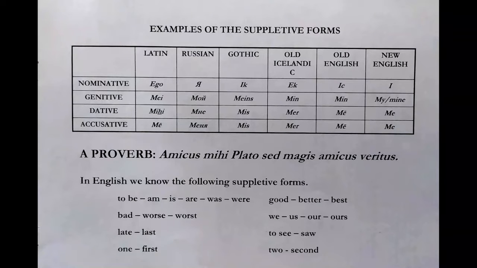Dative: Latin mihi, Russian mne, Gothic mis, Old Icelandic mer, Old English me, New English me. Accusative case: Latin me, Russian menya, Gothic mik, Old Icelandic mik, Old English me, New English me. I can give an example from the Latin language. Amicus mihi Plato sit magis amica veritas. If you remember the Latin language, you understand the meaning of this proverb. If not, you have to think it over and try to find its translation.